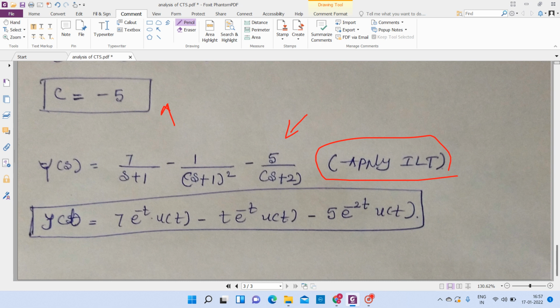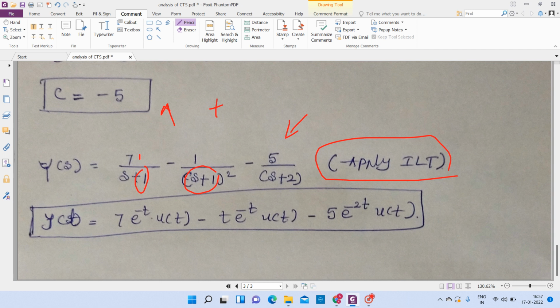So 7 is the constant term. We have to retain that number here, right? For this one, 1 divided by s plus 1, we have to write e to the power of minus at. Instead of a, I have 1. So I have to write 7 into, this is a constant term, e to the power of minus t u of t. This is the Laplace transform of t, right? So 1 divided by s plus 1 whole square becomes t e to the power of minus t u of t.